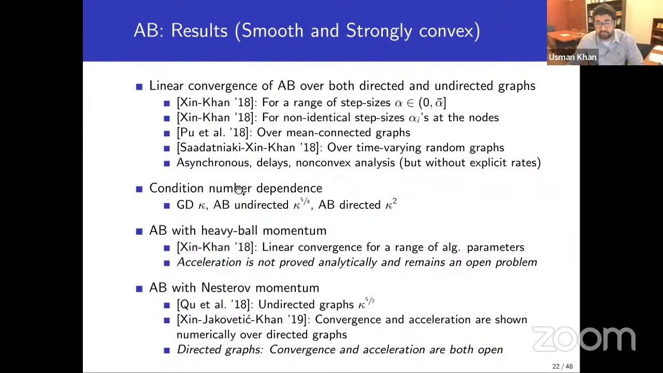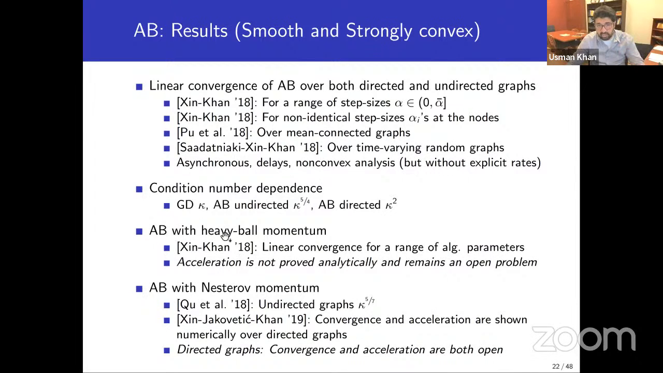For smooth and strongly convex problems, if you remember, kappa is the ratio between L and mu, which is the upper bound quadratic over the lower bound quadratic. For gradient descent, we know that its dependence on the condition number is kappa. For the AB algorithm that I just showed you for directed graphs, we have kappa squared. For undirected graphs, we have kappa to the 5/4. I believe that both of these could be kappa as well, but this is a restriction of the analysis. We have seen in experiments that AB for both undirected and directed graphs behaves as kappa, but theoretically we can only show kappa squared for directed.